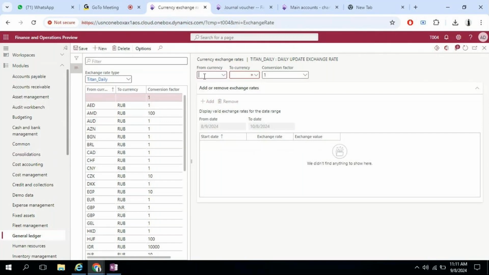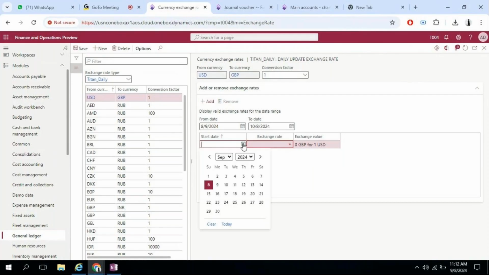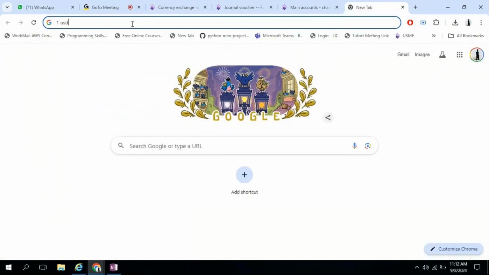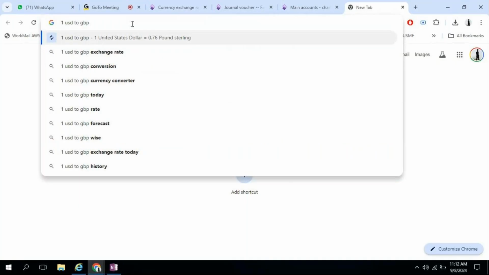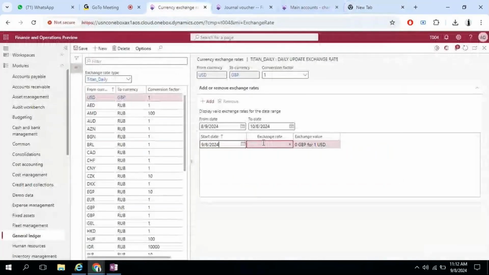Okay, so what we will do, USD GBP, start date, give it as of today. I will write the exchange rate. So 1 USD to GBP, let's see, 0.76. So we will go and type 0.76. So 0.76 GBP is equal to 1 USD. Now you will save it.